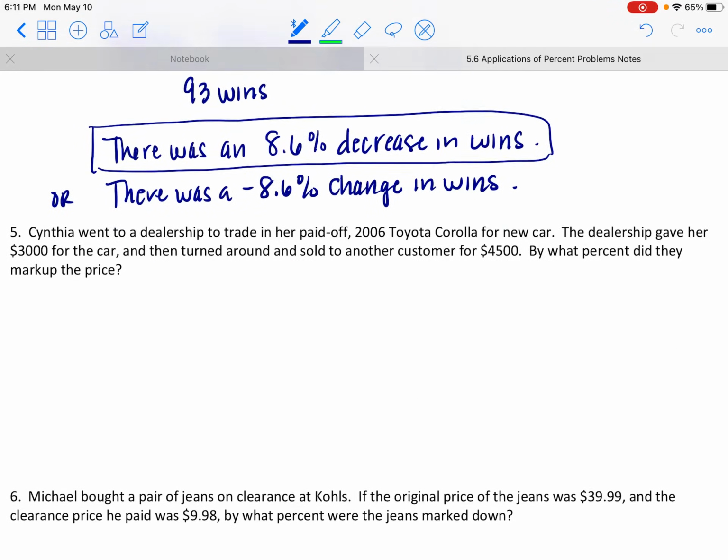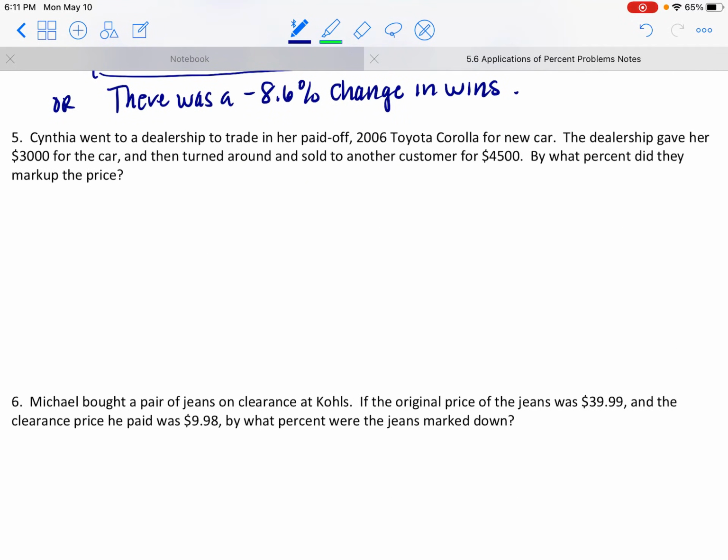All right, let's try that again. So Cynthia went to a dealership to trade in her paid-off 2006 Toyota Corolla for a new car. The dealership gave her $3,000 for the car. Then they turned around and sold it to another customer for $4,500. So by what percent did they mark up the price?